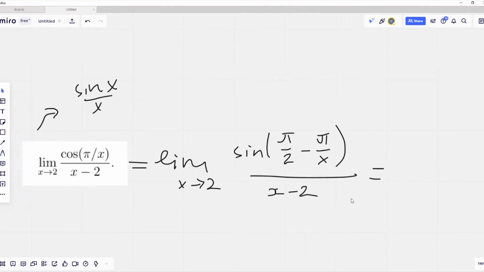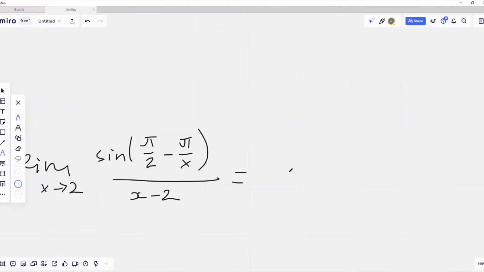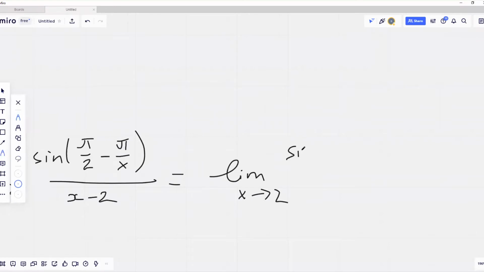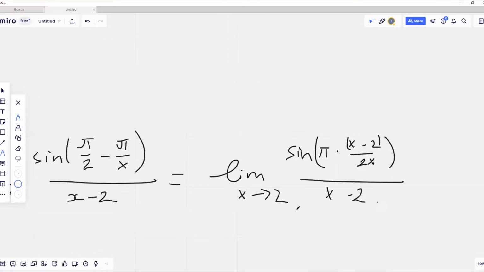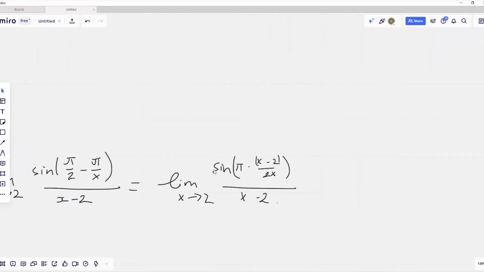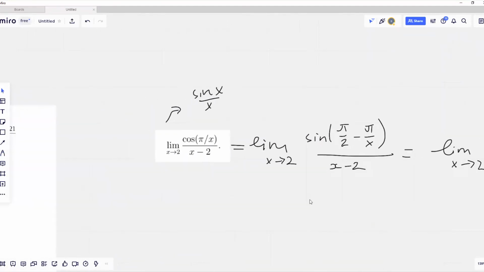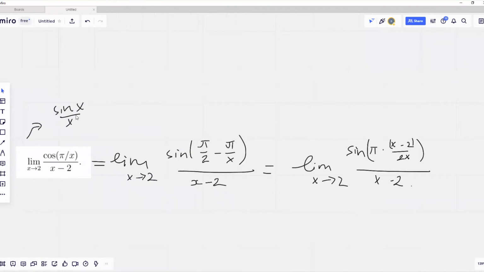All right, now let's factor out pi. And let's see what we are going to be left with. So we have sine of pi multiplied by 1 over 2 minus 1 over x. So this is x minus 2 over 2x, divided by x minus 2. All right, now it seems that it's more or less of this form of sine of x over x.